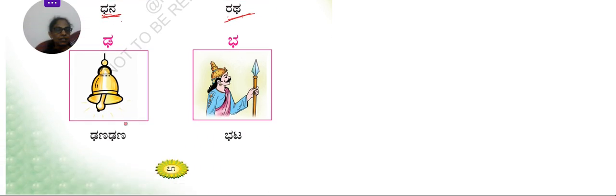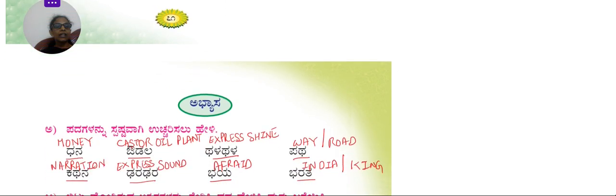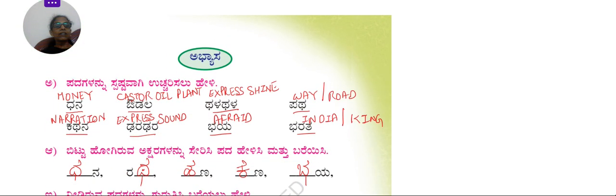The next word is dhana, which is the expression of a sound which the bell makes. And then this is bhata. Bhata means a soldier. So this is all the alphabets. Now let us move on to page 73. Page 71 is what we have seen. Page 72 is just writing practice of the alphabets. And now what I am showing is page 73.